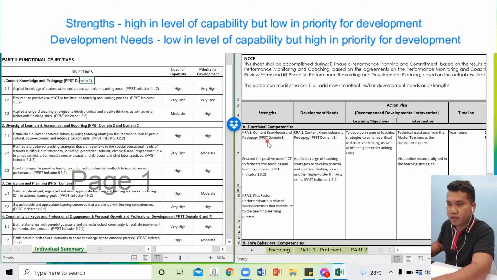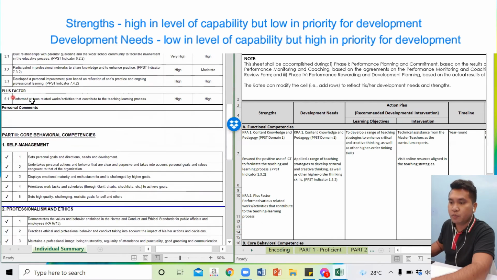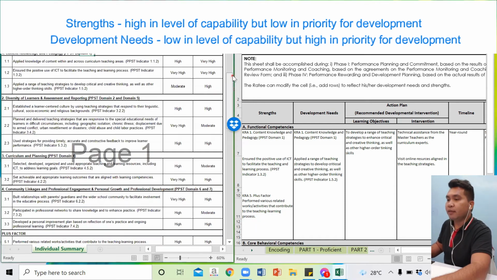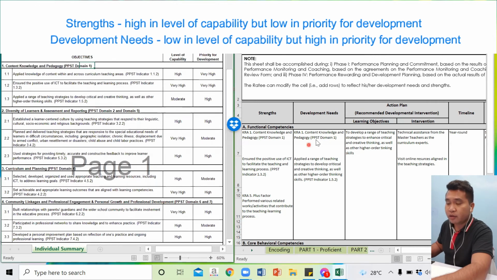Then another strength that I put here is the KRE 5, which is the plus factor: perform various related works or activities that contribute to the teaching learning process. So as you can see, I just write it here. Now, for the development needs, again, try to look at only the level of capability.